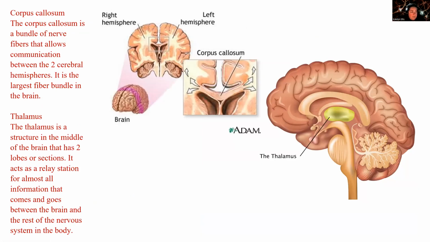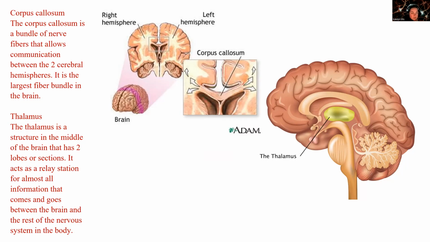The corpus callosum is a bundle of nerve fibers that allows communication between the 2 cerebral hemispheres. All right, we brought that up earlier. Remember, it's that thick bundle of nerve fibers. It is the largest fiber bundle in the brain.